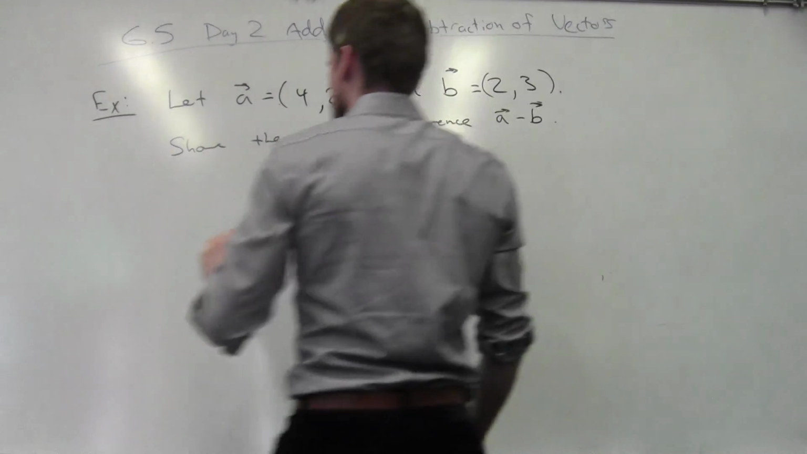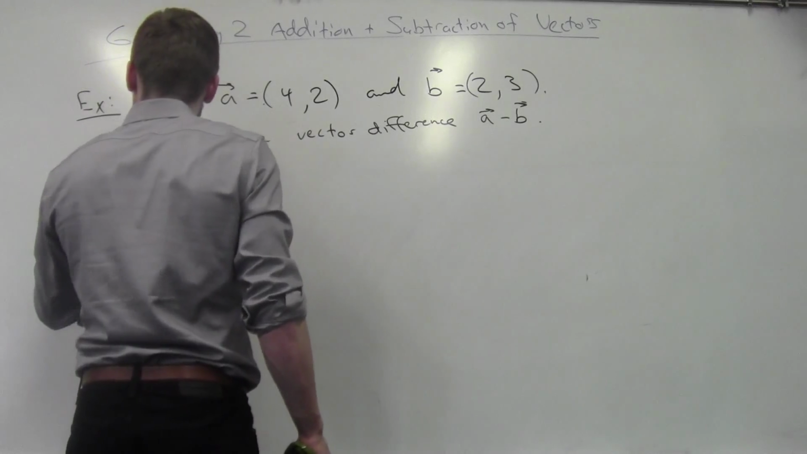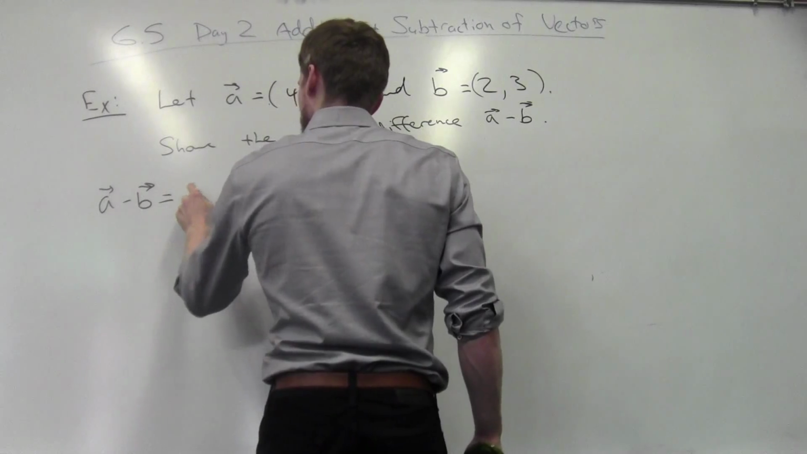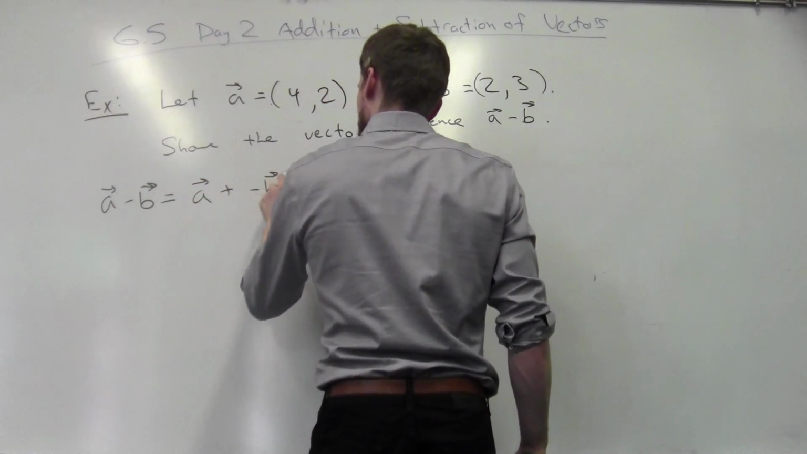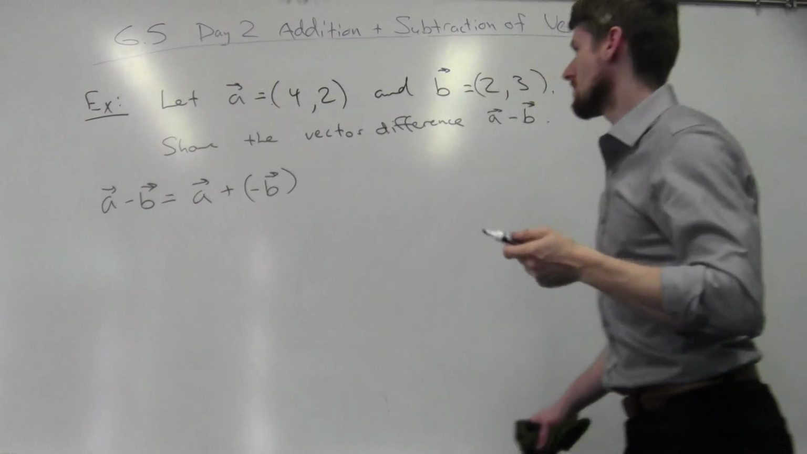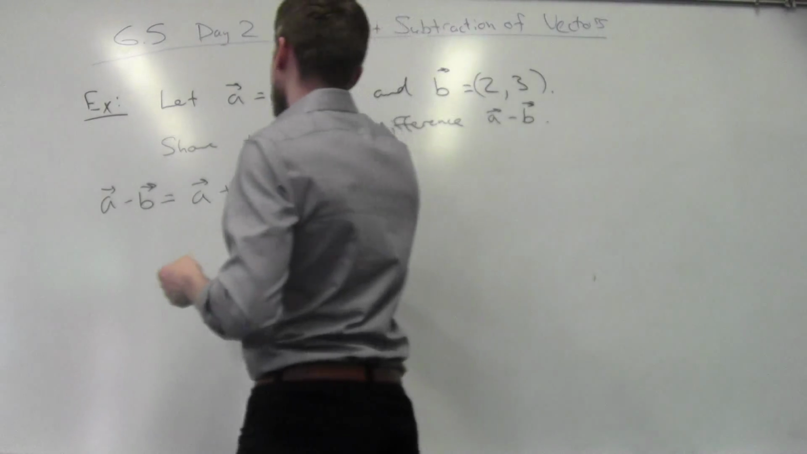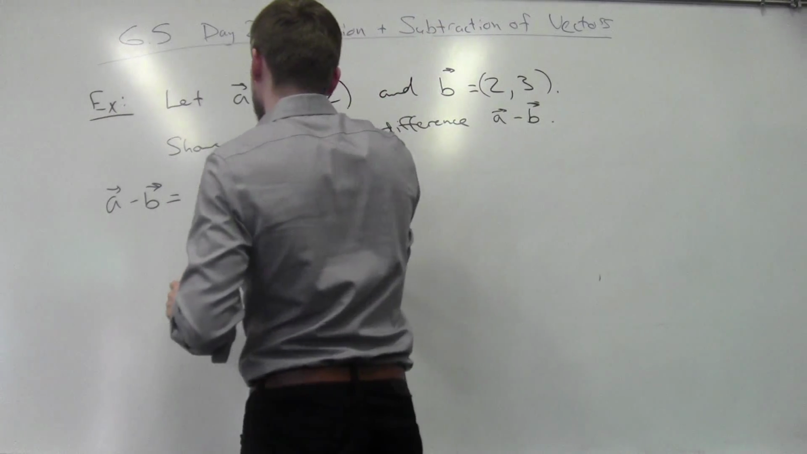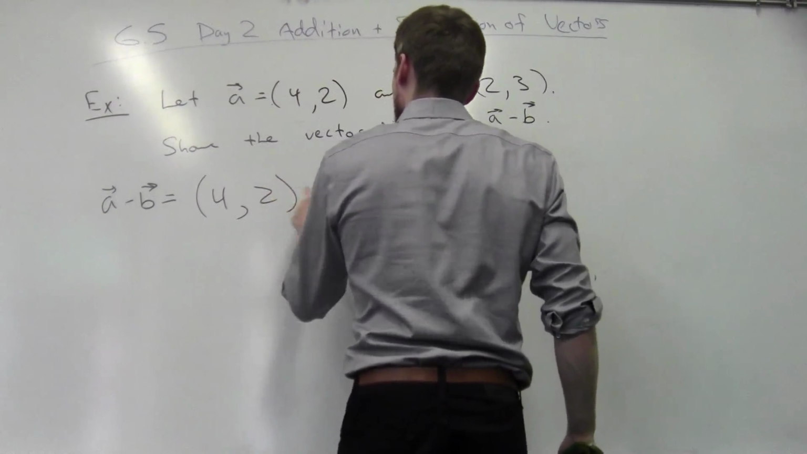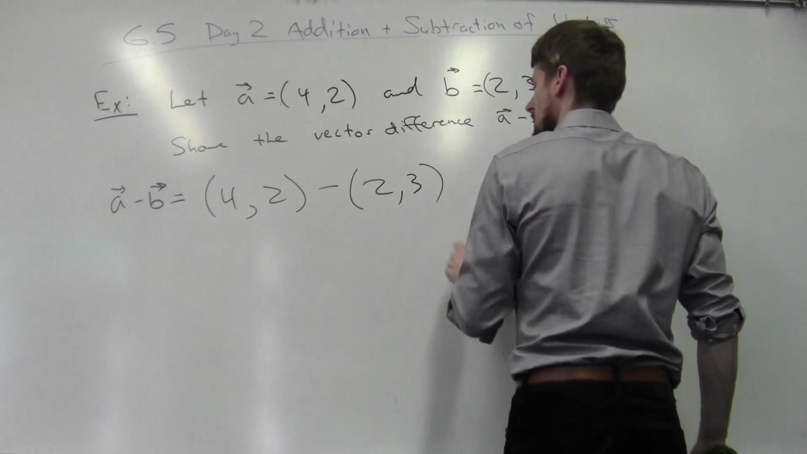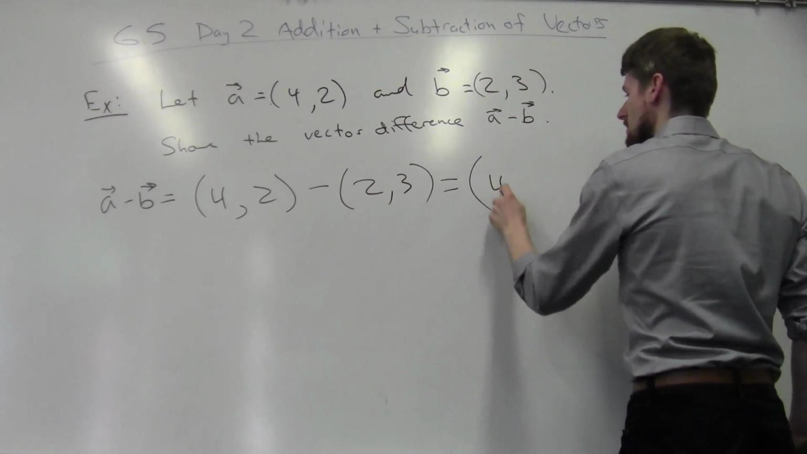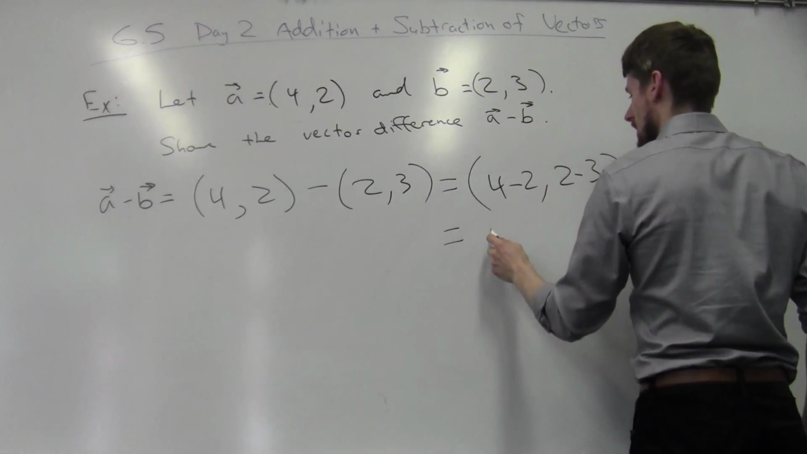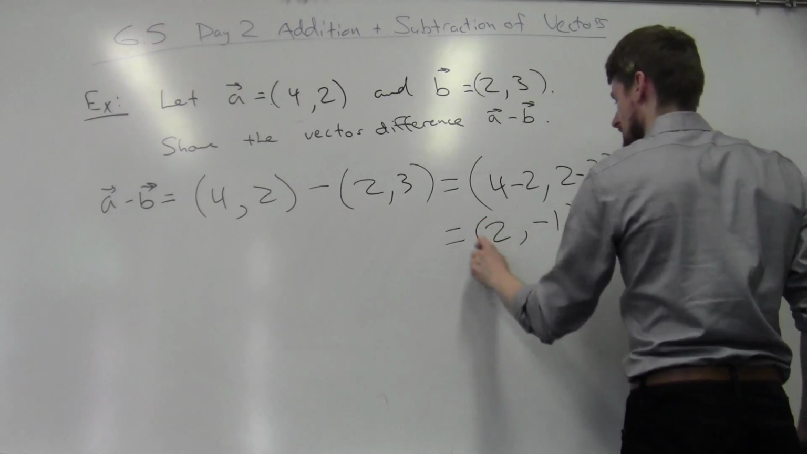Okay, well let's calculate it first, algebraically. A minus b equals a plus negative b. Or you just take the components and you subtract them. Well, let's keep it simple. This is just equal to 4, 2 minus 2, 3. And this is 4 minus 2 and 2 minus 3, which ends up being 2 and negative 1.